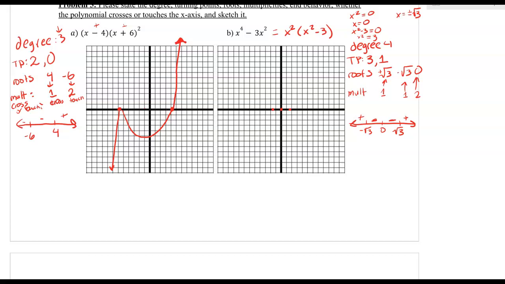Alright, and that makes sense, because at square root of 3, it should cross. At 1.7-ish, it's going to cross. At negative square root of 3, it's going to cross. And at 0, it's just going to touch. Alright, so my graph should end up looking something like cross, touch, cross. And then you're done.